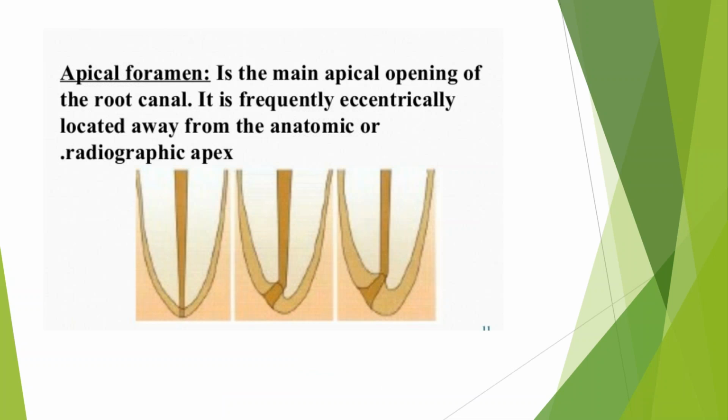And then we have the apical foramen. This is sometimes referred to as the major apical diameter. Essentially it's the opening at the apex of the root of a tooth through which the nerve and blood vessels that supply the dental pulp pass. And this is located from the anatomic or the radiographic apex. So here's another diagram to show you guys that.